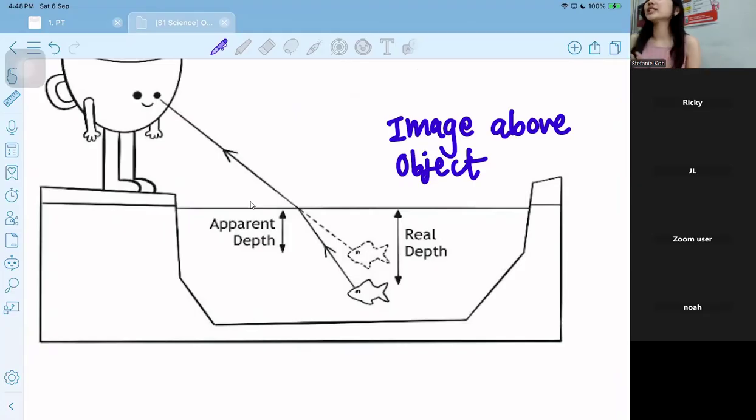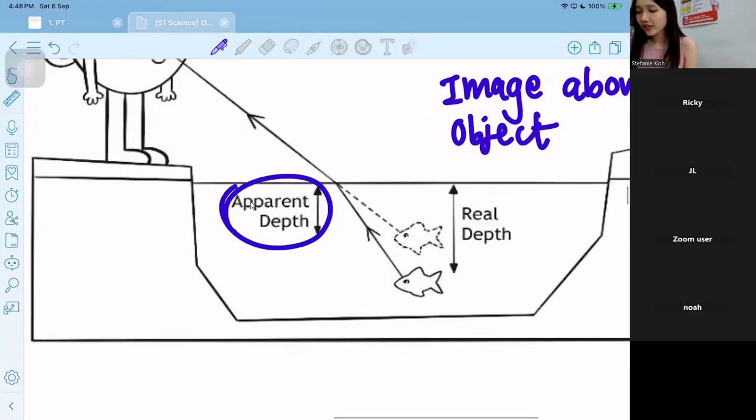So the common question is they will ask you, why is it dangerous for, let's say, someone to look into the pool and decide that it is safe to jump in? It's dangerous because what you're perceiving, what you're looking at, is not as deep, but actually it's very deep. So that's why it's dangerous.